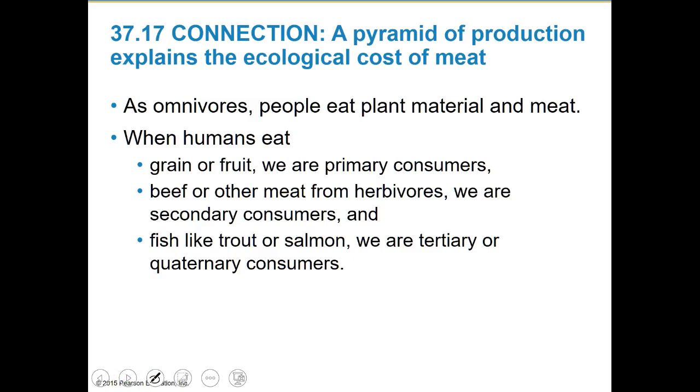As omnivores, people eat plant material and meat. So when humans eat grain or fruit, we're primary consumers. When we eat beef and other meats from herbivores, we're secondary. If you eat fish like trout or salmon, you're a tertiary or quaternary consumer. I've definitely eaten all of those.